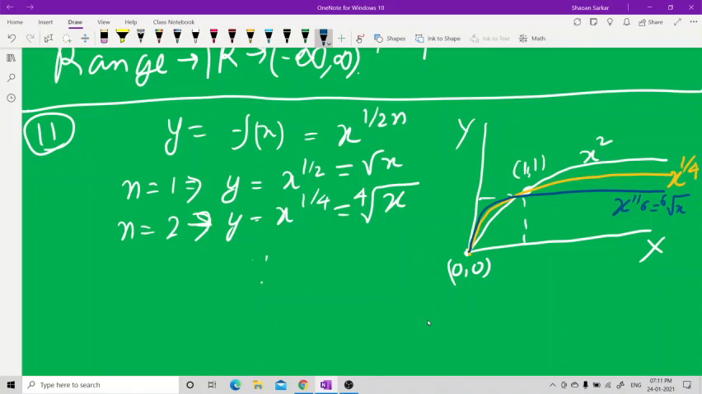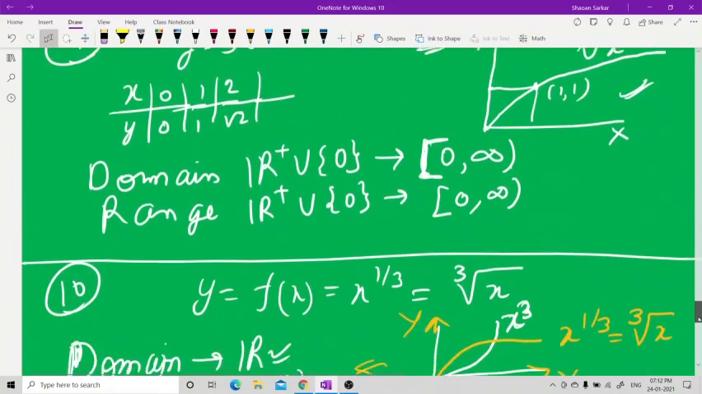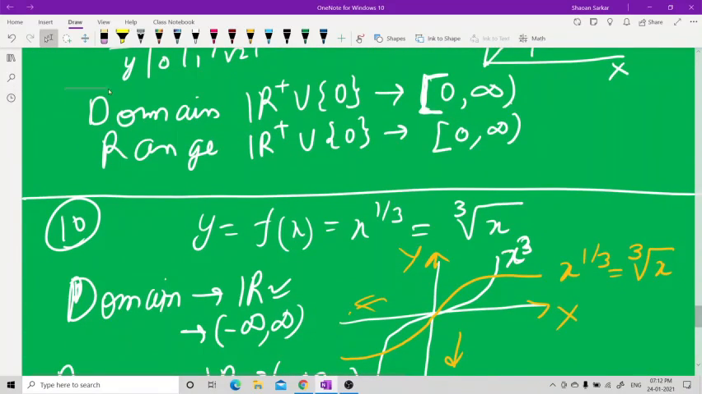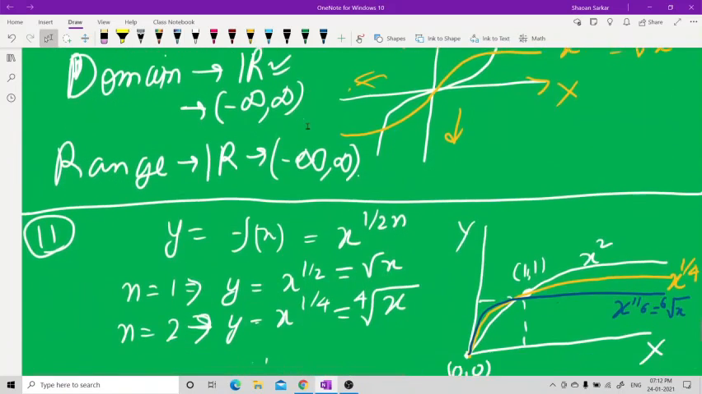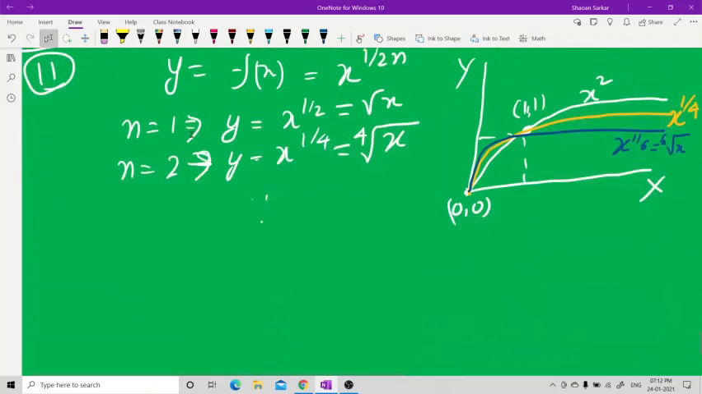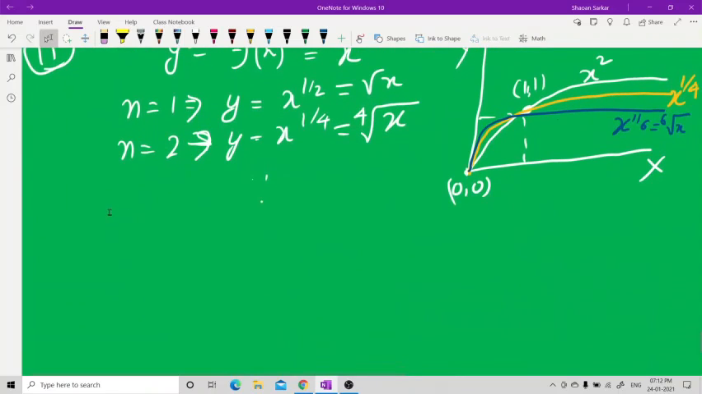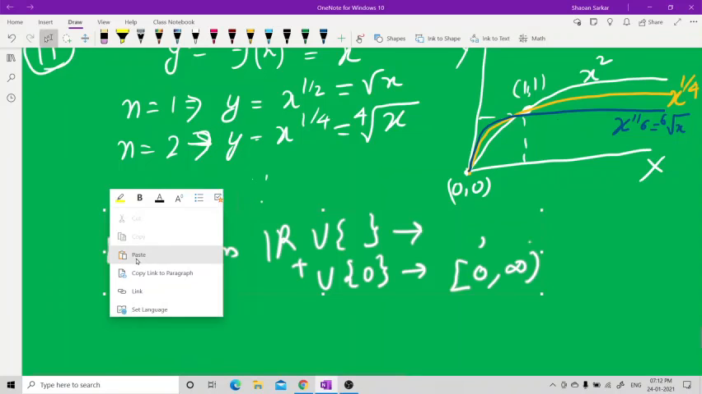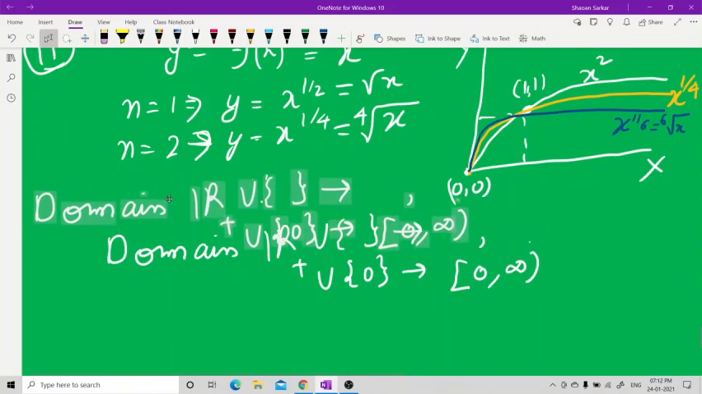Now the domain and range remains the same. There is no change in the domain and range of this under root of x. What was the domain and range for under root of x? Just copy it from there. See what is the domain for under root of x. This is the domain and range. Just copy them. Nothing else you have to do. Just copy them and paste it here, and I will see what changes can I make.